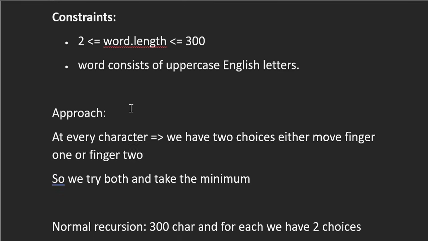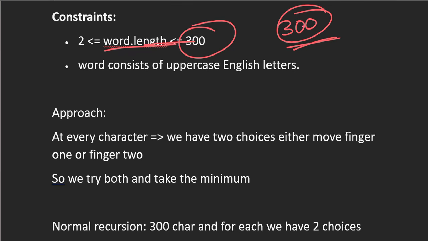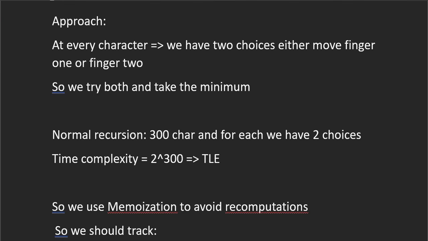So let's see the constraints. In this question we are given the word length up to 300, like we can have 300 characters in the string, and all the characters consist of uppercase English letters. So we'll be looking at three different approaches. The first one is recursion using memoization, then we convert that into a DP state, right? Then after that we'll space optimize the DP states, like from 3D DP to 2D DP and 1D DP, right?